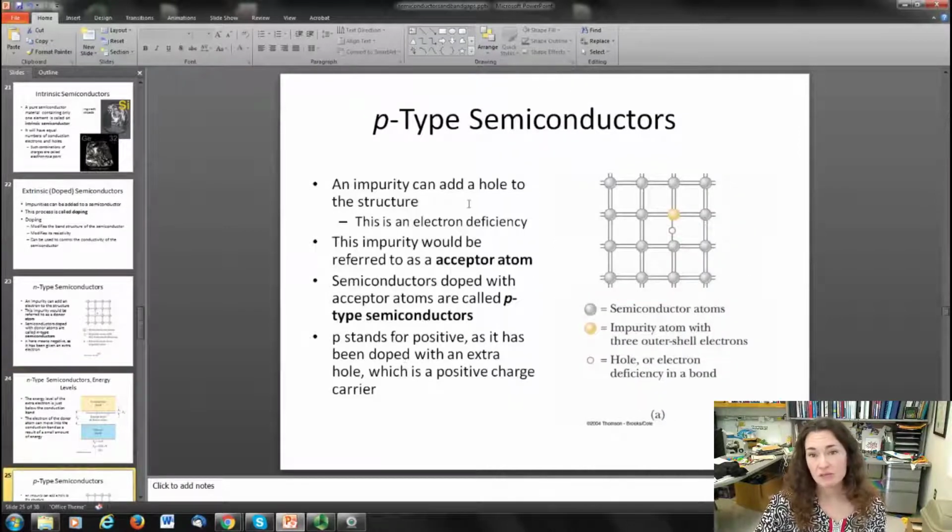You can also have a P-type semiconductor. Here P stands for positive, as it's been doped with an extra hole or a positive charge carrier. The impurity creates an electron deficiency, and sometimes these are referred to as acceptor atoms. Okay, so here we see our gray regular old semiconductors, say silicon, and then you're doping it with something from group 3 of the periodic table, which has one less electron, creating an extra hole.